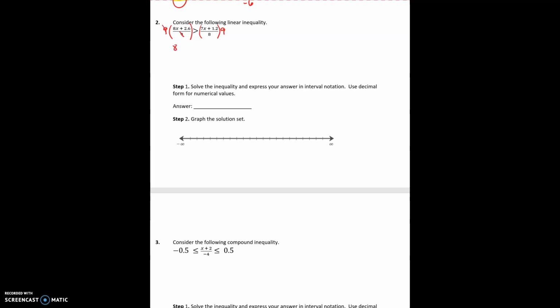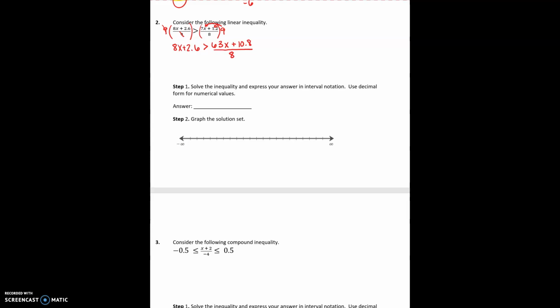So then I have 8x plus 2.6 is greater than. Now this 9 will need to get distributed right here. So I'll have 7x times 9, so that'll give me 63x plus 1.2 times 9 is 10.8. And that side is still over 8. Okay, that just canceled the 9.